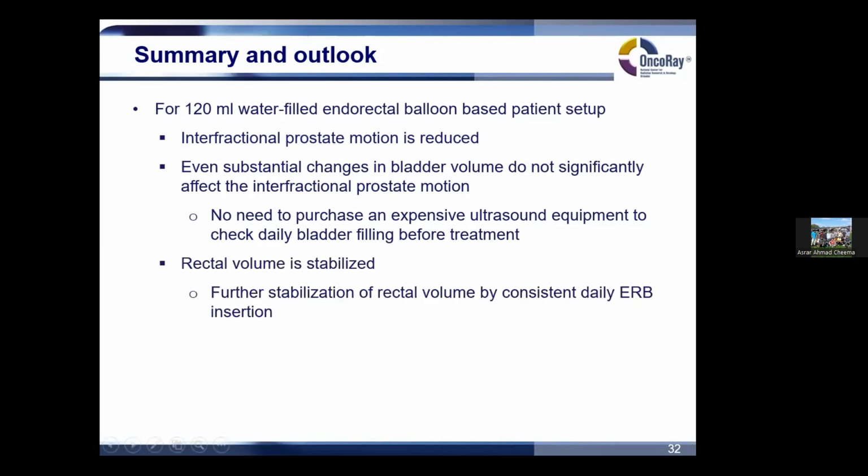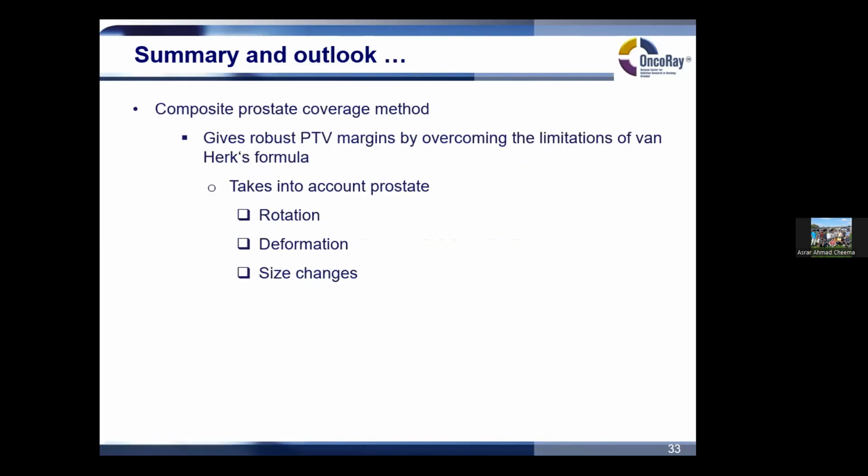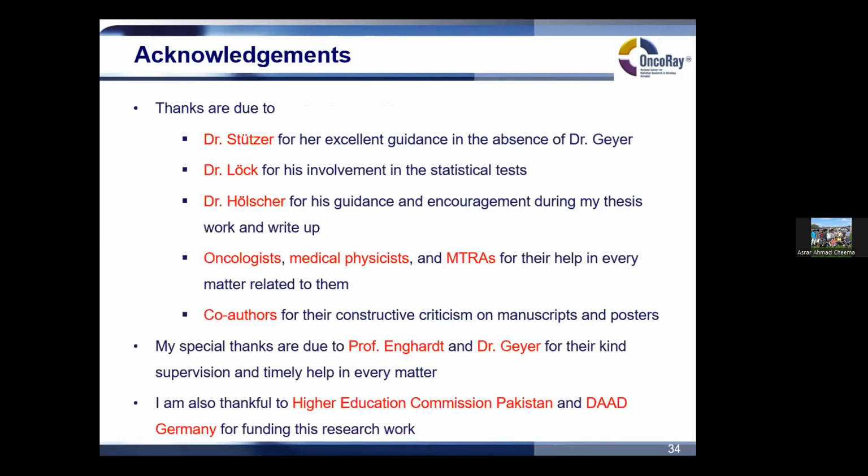Rectal volume is stabilized. Further stabilization of rectal volume can be obtained by consistency in daily endorectal balloon insertion. The composite prostate coverage method gives robust PTV margins by overcoming the limitations of Van Herk's formula by taking into account prostate rotation, deformation, and size changes.